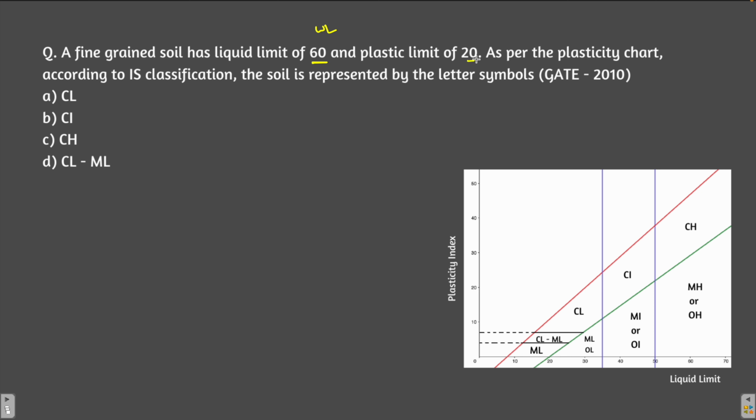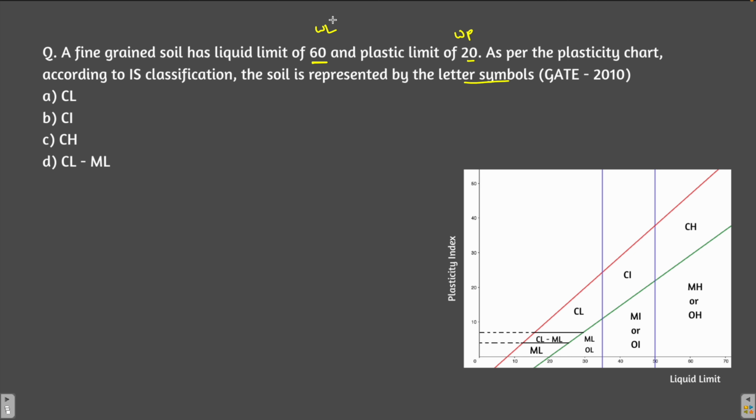The plastic limit is given as 20. As per the plasticity chart, according to the IS classification, the soil is represented by a letter. It is given as a fine-grained soil. Now we know that the liquid limit is 60.